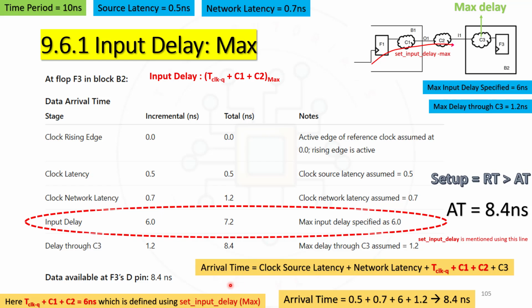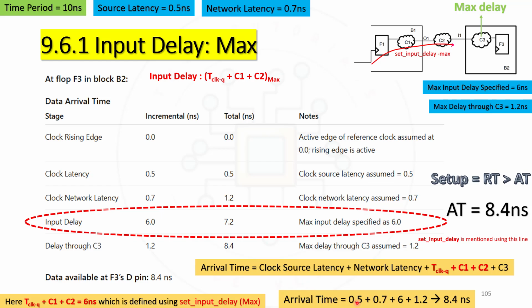If you want it in terms of a formula, this is the formula. Arrival time is the source latency followed by network latency, that is for the clock. Next it will have some clock to queue delay. Clock to queue delay is in flip-flop F1, then C1 delay, C2 delay, C3 delay. If you add them all, you will get the value as 8.4 nanosecond.